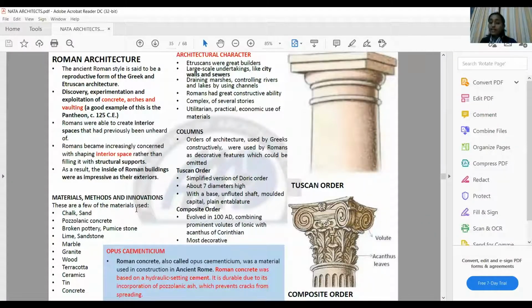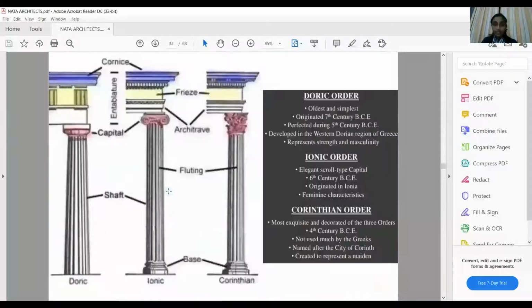That is the usage of the acanthus leaf capital and then the volute. If you can observe in the previous image, this is how it looked in your Ionic order, that is the usage of volutes.